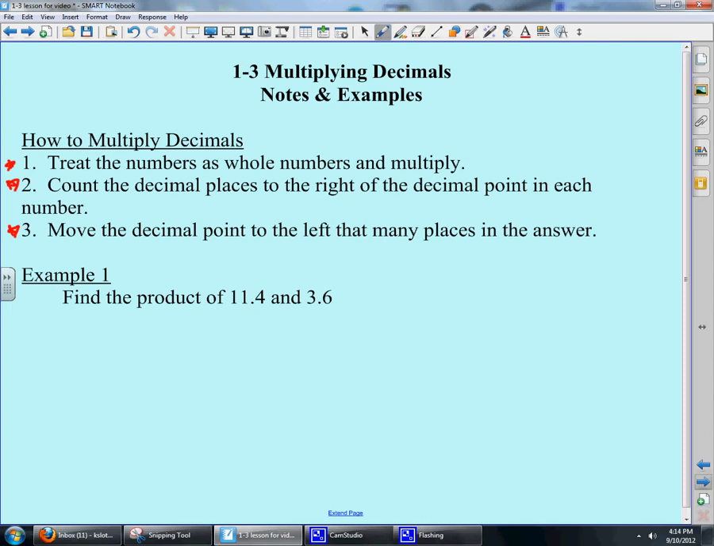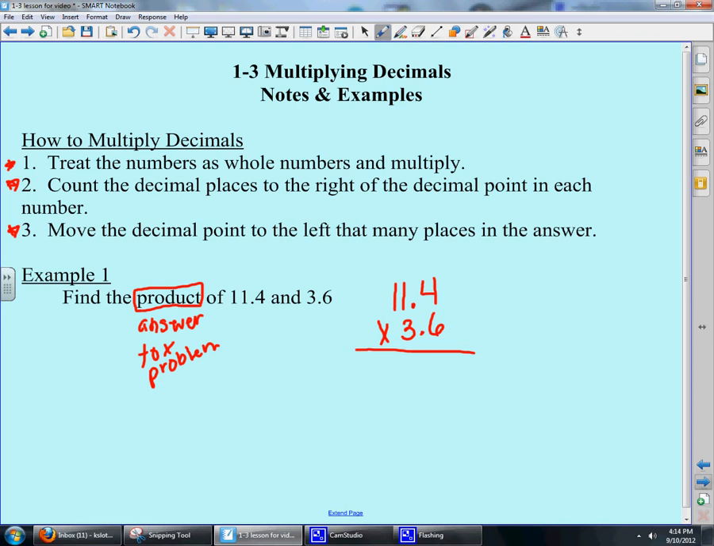So let's try this example. Find the product, and the word product means the answer to a multiplication problem. So we're going to multiply 11.4 times 3.6, and we don't have to worry about lining up the decimal points because we're just going to pretend like they're not there, and we're going to multiply like we normally would.